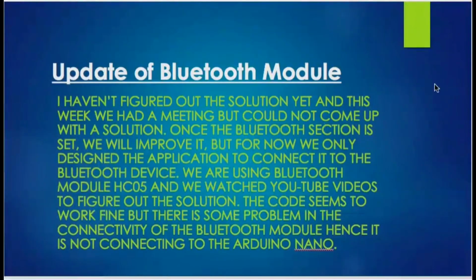We are using Bluetooth module 8C05 and we watched some YouTube videos to figure out the solution. The code seems to work fine, but there is some problem in the connectivity of the Bluetooth module, hence it is not connecting to the Arduino Nano. We even bought a new Bluetooth module and tried several methods, but it did not work. We will try to make the camera API work to control the flash in the future.